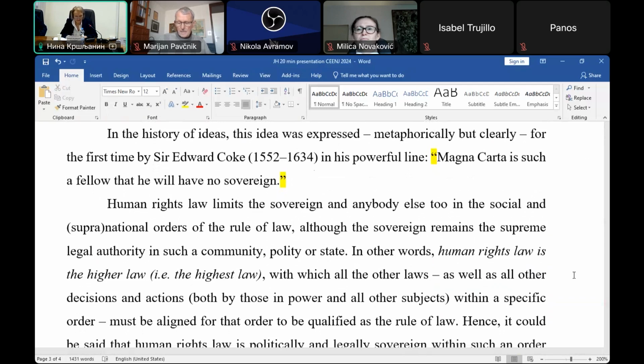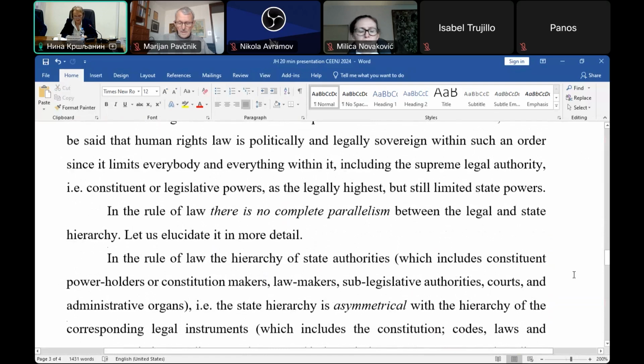Hence, it could be said that human rights law is politically and legally sovereign within such an order, since it limits everybody and everything within it, including the supreme legal authority, constituent or legislative powers, as the legally highest but still limited state powers. In the rule of law, there is no complete parallelism between the legal and state hierarchy. Let us elucidate it in more detail.